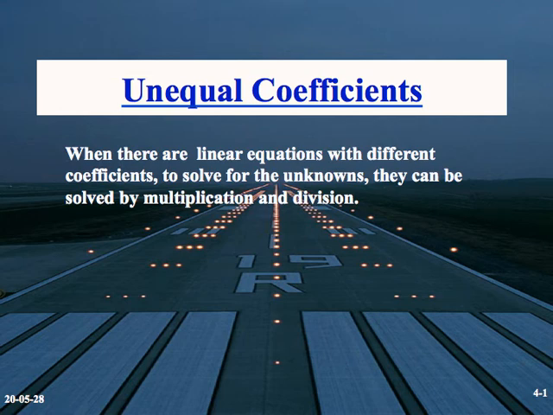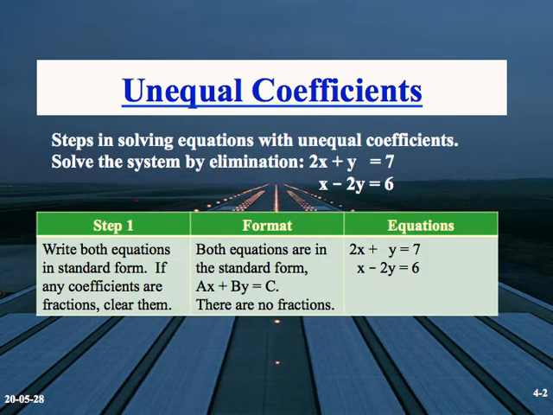When linear equations with different coefficients appear, to solve for the unknowns, they can be solved by multiplication and division. So there are a number of steps in solving equations with unequal coefficients. So let's look at the two equations. 2x plus y equals 7, x minus 2y equals 6.